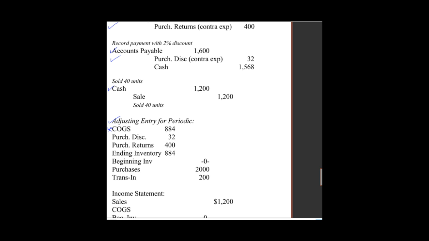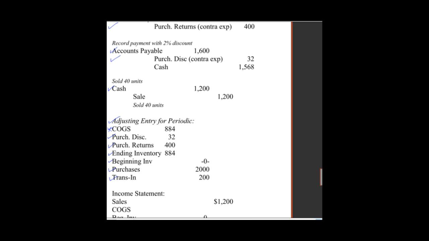We need to zero the purchases. We need to zero the transportation in. We need to zero purchase returns and allowances, the contra purchase account. Then we take a discount. We need to zero that. We had no beginning inventory, or I would also be zeroing that number. And then we set up our ending inventory. We go out and do a physical count, and we find we have $884 worth of inventory left, or those 40 units, and we put down their cost.